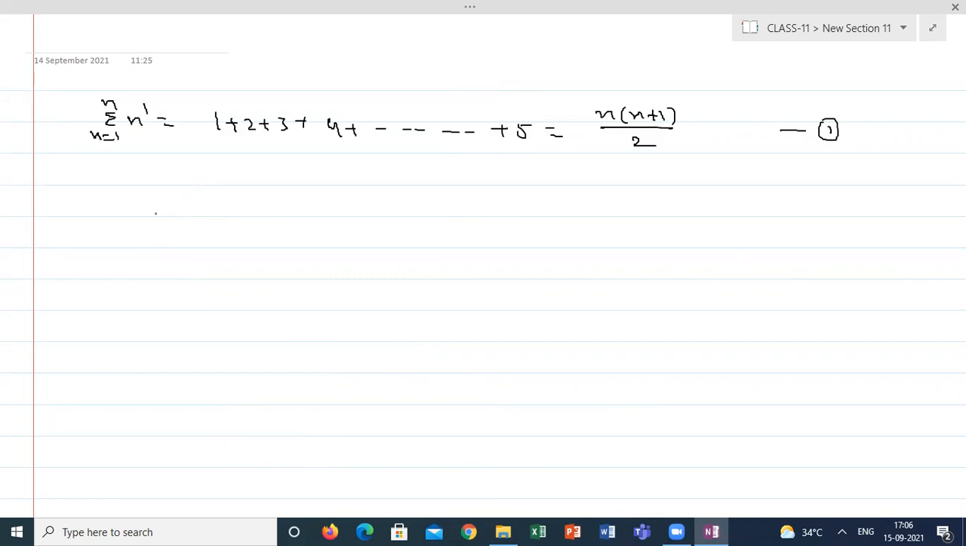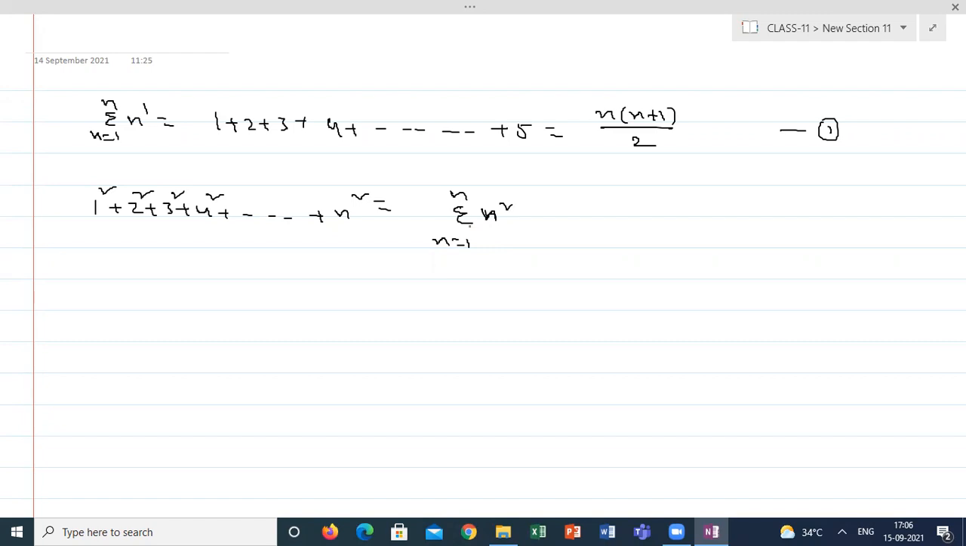Suppose the sum of the squares of the n terms, that is 1 square plus 2 square plus 3 square plus 4 square and so on up to n square. How can I represent this one? Sigma n square, where n is equal to 1 to n, where n is a natural number. So how will we solve this one?